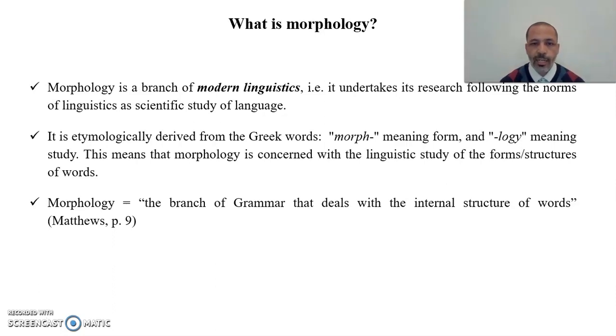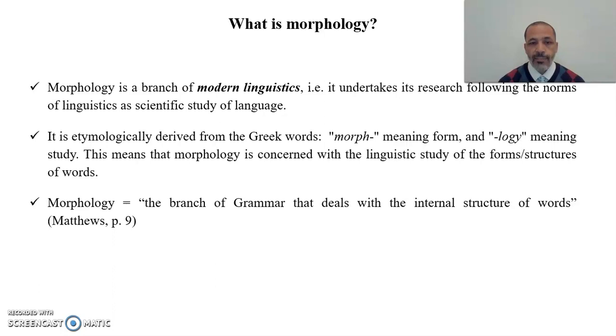It is of utmost importance, if you want to define morphology, to say that it is part of modern linguistics, because you can find morphology in biology, you can find it in geology, you can find it in geography when we speak about the morphology of the earth, and so on. In biology, when we speak about the morphology of the human body, and so on. So it's necessary to locate morphology as a subject which belongs to modern linguistics.